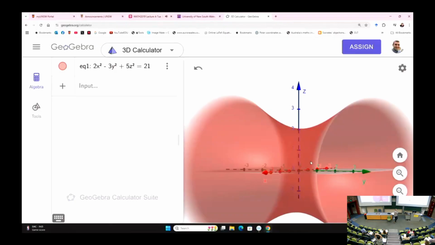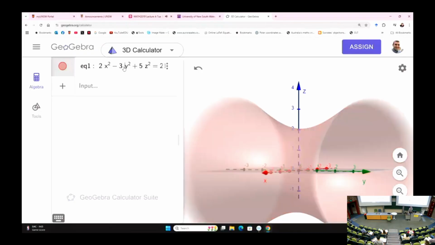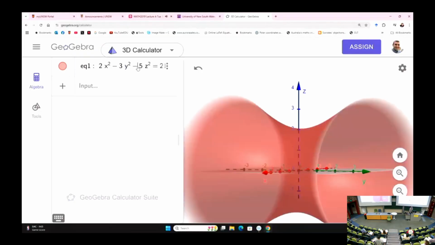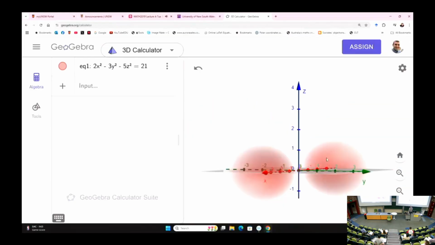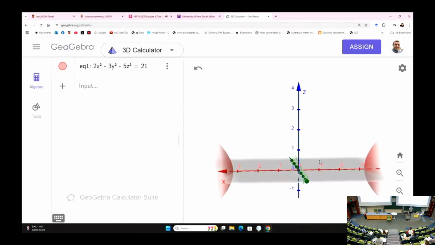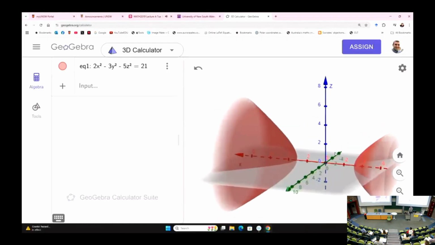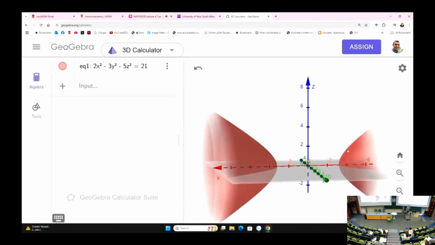Okay? So let me show you a two-sheet hyperbola in 3 dimensions. Basically, we change two negative signs. Yeah, look at that. Okay? So that is what's called a two-sheet hyperbola.